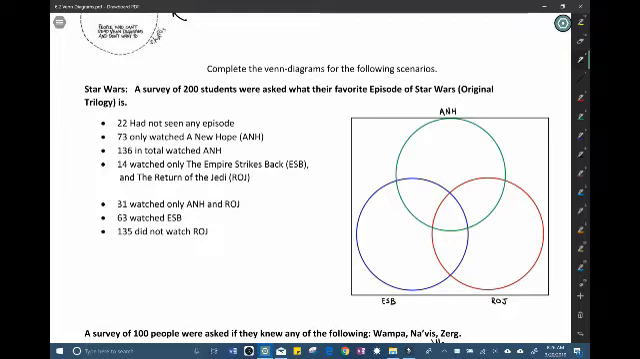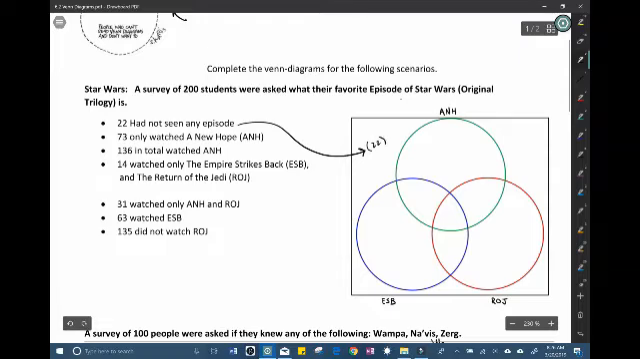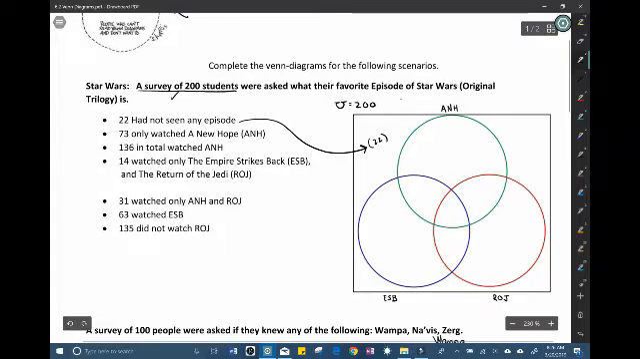So, first problem here, a Star Wars problem. A survey of 200 students were asked what their favorite episode of the original Star Wars trilogy is. There's some Star Wars music for you in case you want to get in the mood for this problem. So 22 had not seen any episode. Okay, that might be some of you guys. Remember that there is always things outside of our picture here. The other thing just to note right off the bat, survey 200 students. The universe is 200.